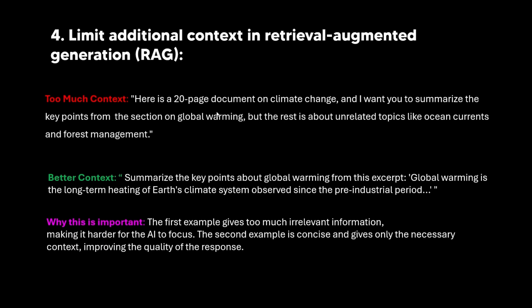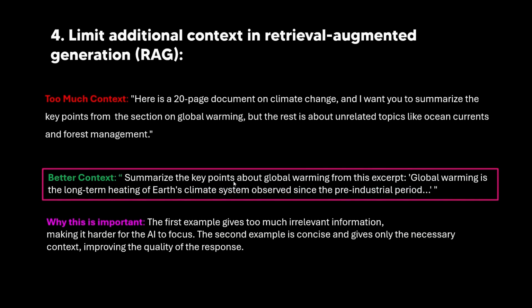So we can see right here, giving the model too much context, saying "here is a 20-page document on climate change and I want you to summarize the key points from the section on global warming," but the rest is about unrelated topics like ocean and forest management. Or if you have a long corpus of text that you input and you ask it a question on a specific section, that is just too much context for this model. The better prompt, which is right here, is to just say "summarize the key points about global warming from this excerpt" and include that short paragraph or short piece of text.